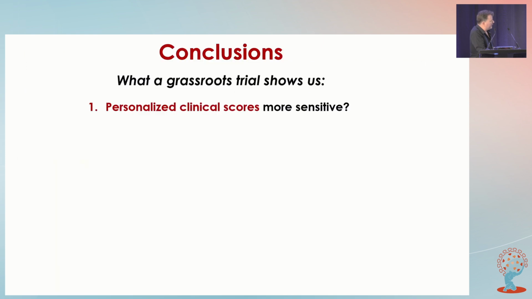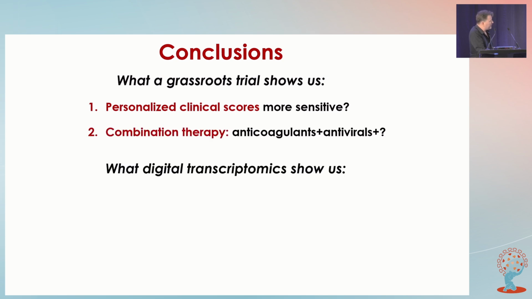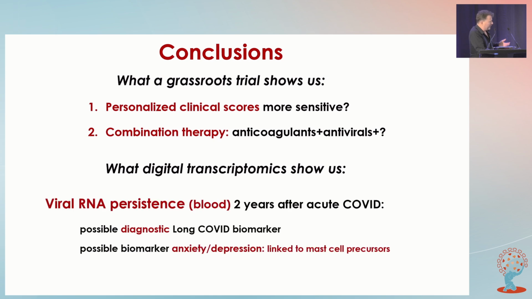So I'll quickly conclude. We believe that we've learned from this Grassroots trial that personalized clinical scores can be more sensitive. We think combination therapy would be the way to go: anticoagulants, antivirals, anti-inflammatory, etc. And we do believe that digital transcriptomics can also teach us something about viral persistence, either as a long COVID diagnostic biomarker or as a possible biomarker for anxiety and depression, which we believe might be linked to mast cell precursors in the blood. Of course, we need to validate this in larger trials and larger cohorts.